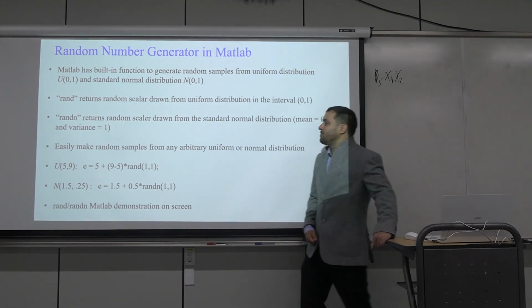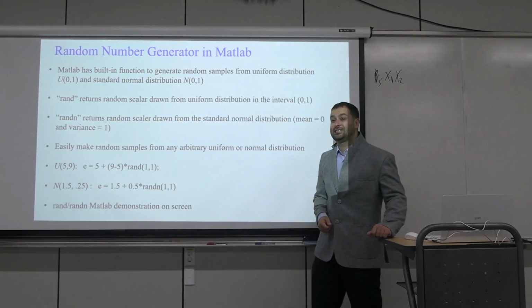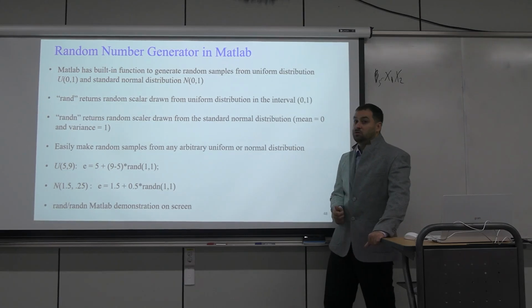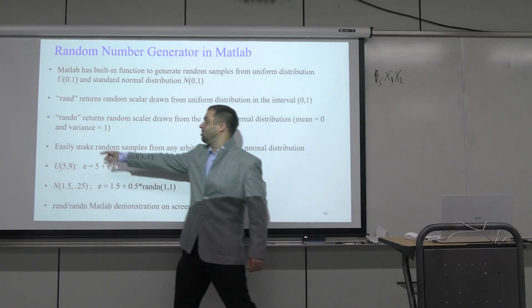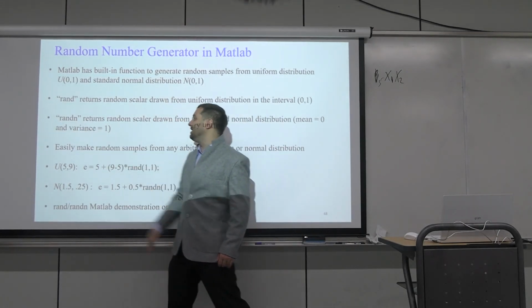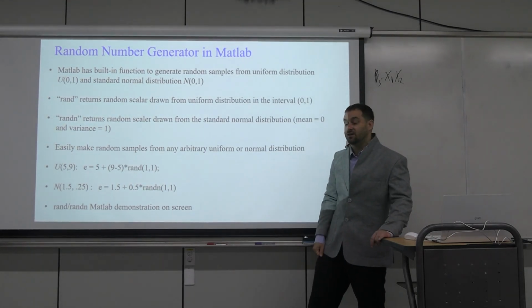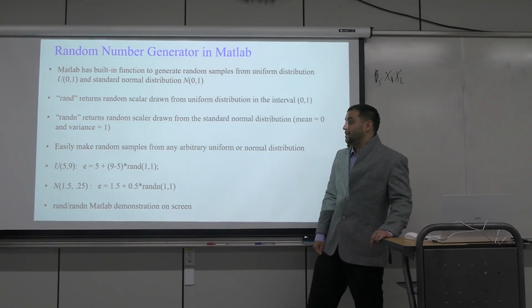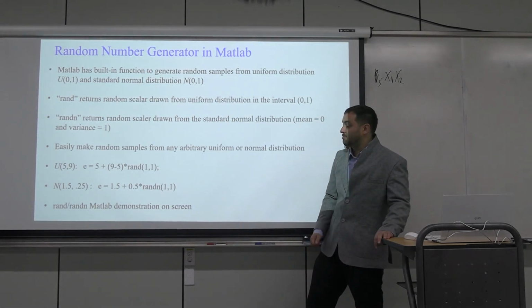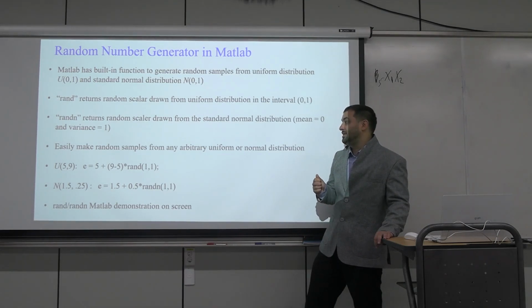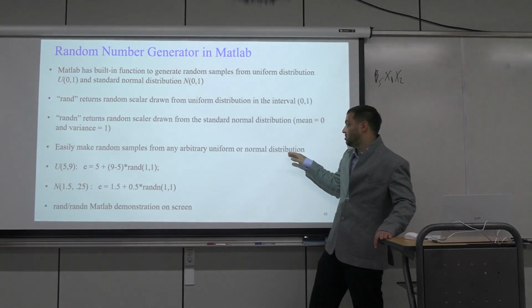In MATLAB, there's a command, rand, R-A-N-D, that will return a random scalar drawn from the uniform distribution in the interval 0 to 1. The second function is called randn, R-A-N-D-N. This returns a random scalar drawn from the standard normal distribution, so mean 0 and variance 1. With these two basic random number generators, it's very easy to make random samples from any arbitrary uniform or normal distribution.